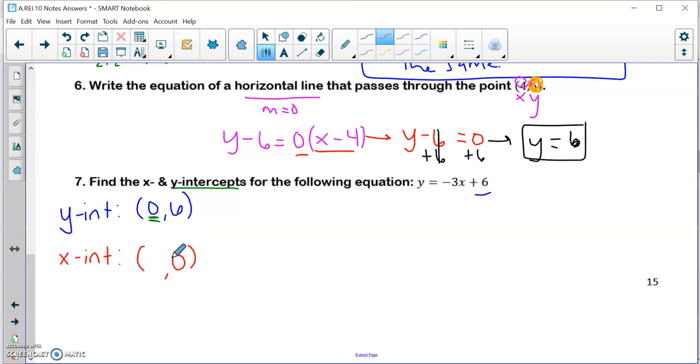So what we're going to do to find the x value is we're just going to put 0 in for y in my equation, because y should be 0 when we're dealing with an x-intercept. And now I'm going to find my x-intercept by solving for x. And I get x is 2, so my x-intercept is 2, 0.